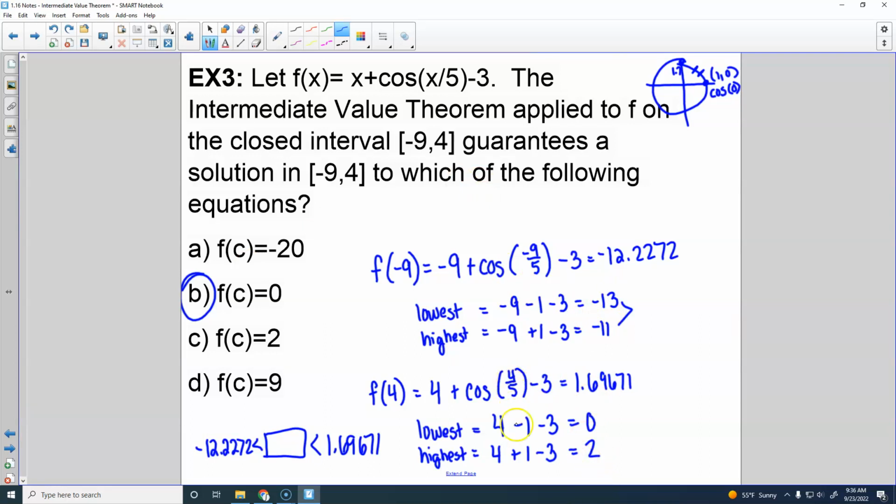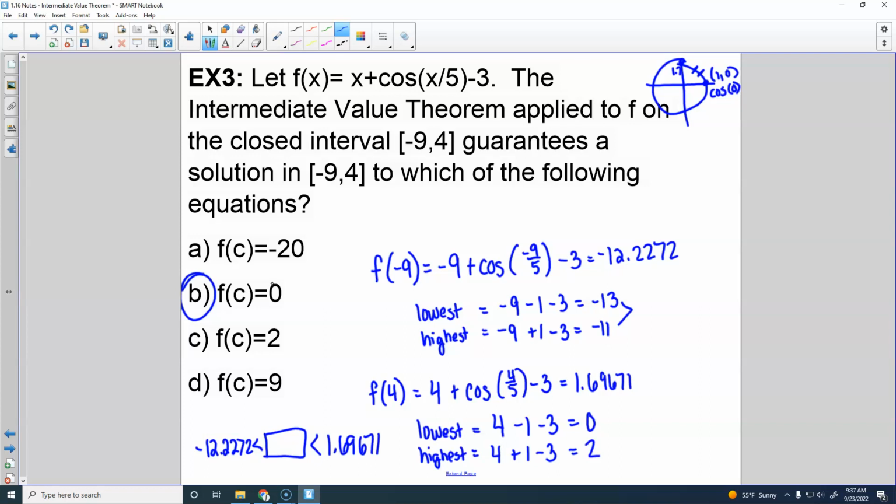If this was not calculator active, the lowest I've got is -13, the highest is 2, but I do know that this is not actually going to equal 2, because the only way it would equal 2 is if this was actually 1, and I know cosine of 4/5, even though I don't really know what it is, I know it's not 1. Because for it to be 1, it would have to be like cosine of 0, right? So it's between 0 and 2, it's not actually going to be 2, so I would not consider this. You would still make that same conclusion that it would be B.